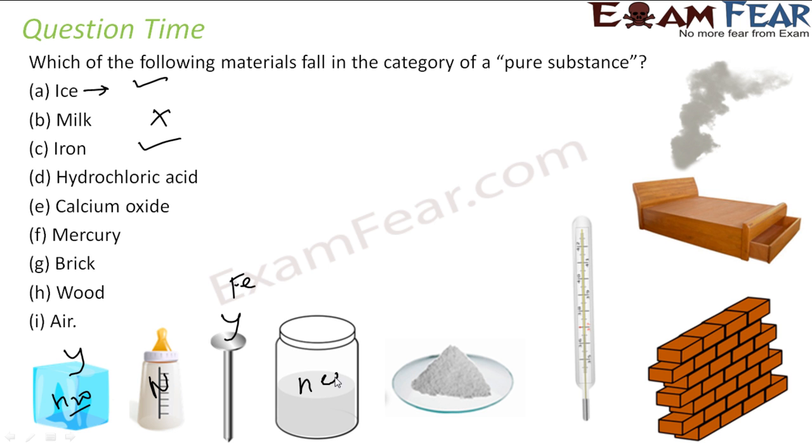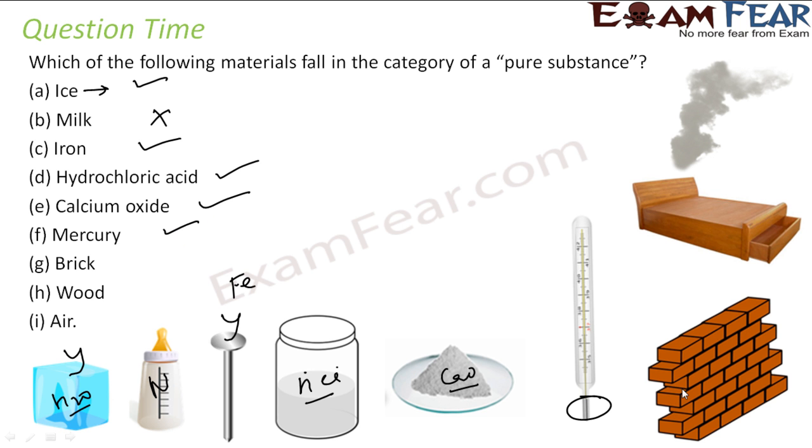Hydrochloric acid, HCl. So HCl is a compound, hydrogen and chlorine. Yes, it is a pure substance. Calcium oxide, CaO. It is again a compound. Compound is nothing but a pure substance. Yes, it is. Mercury thermometer. Yes, it is a pure substance. It is an element.